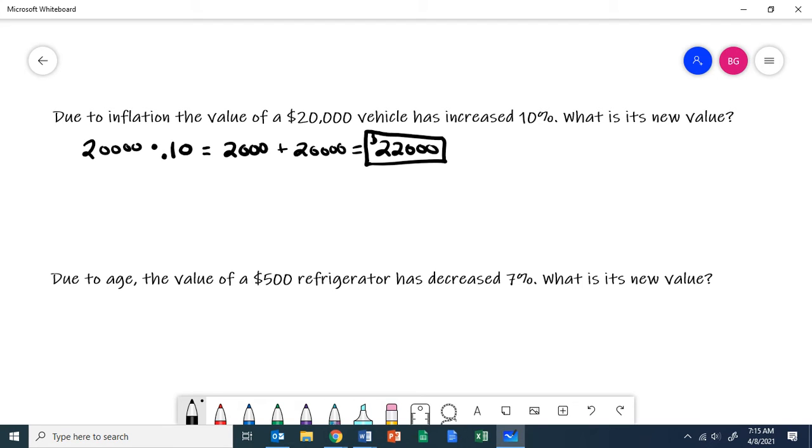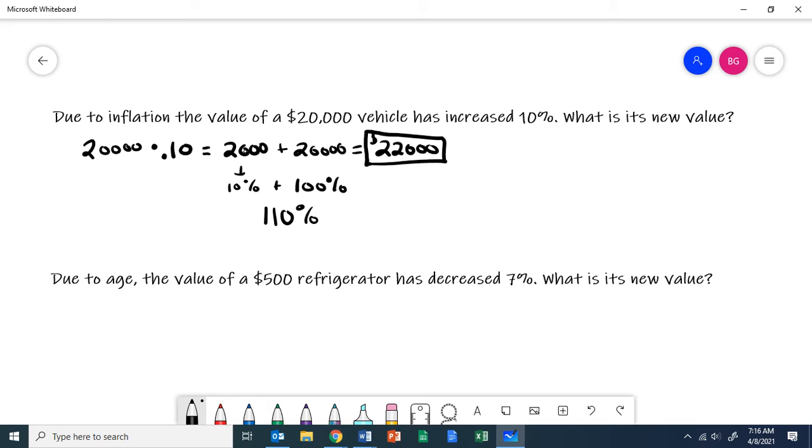Now, there's an easier way of going about doing this. I'm going to tell you it's multiplying by 1.1, and here's how that works. If we think about this, 2,000 is, like we found out, 10%. So this value is 10%. Plus 20,000, well, that's 100% of the original price. 10% plus 100% is 110%. So what we actually found was 110% of the value.